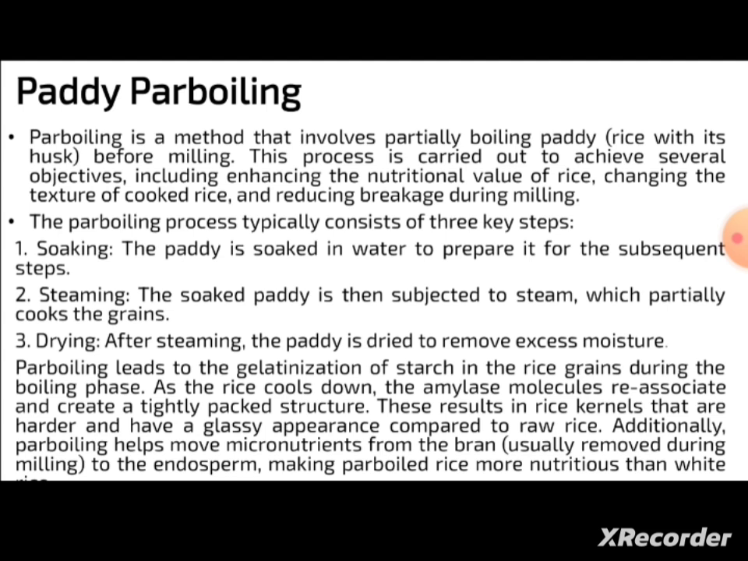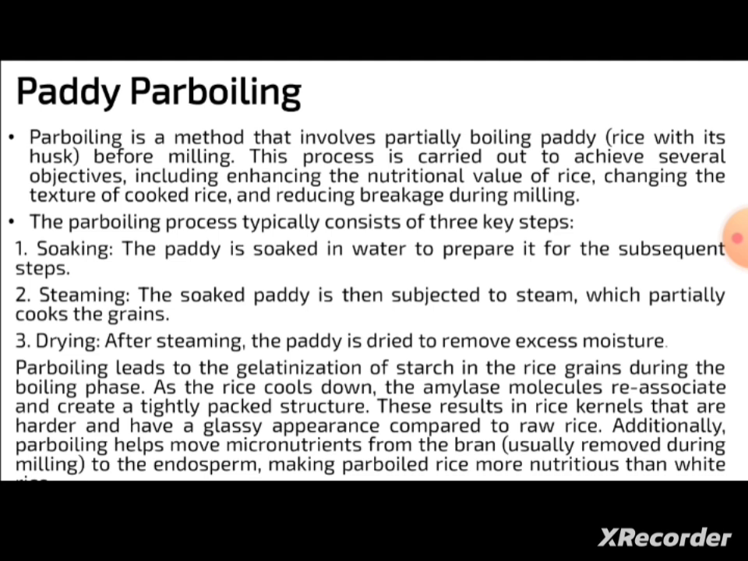So paddy parboiling is a method that involves partially boiling paddy before milling. This is a hydrothermal treatment of paddy, because it involves both water and heat treatment. This process is carried out to achieve several objectives, including enhancing the nutritional value of rice, changing the texture of cooked rice, and reducing breakage during milling. This process involves three key steps: soaking, steaming, and drying. These are the three processes which take place in the paddy parboiling process.